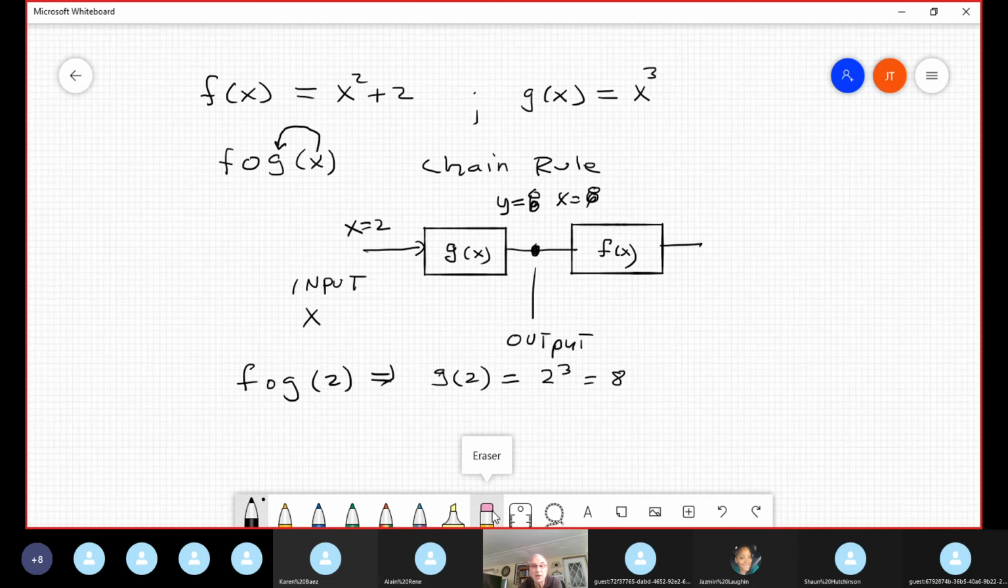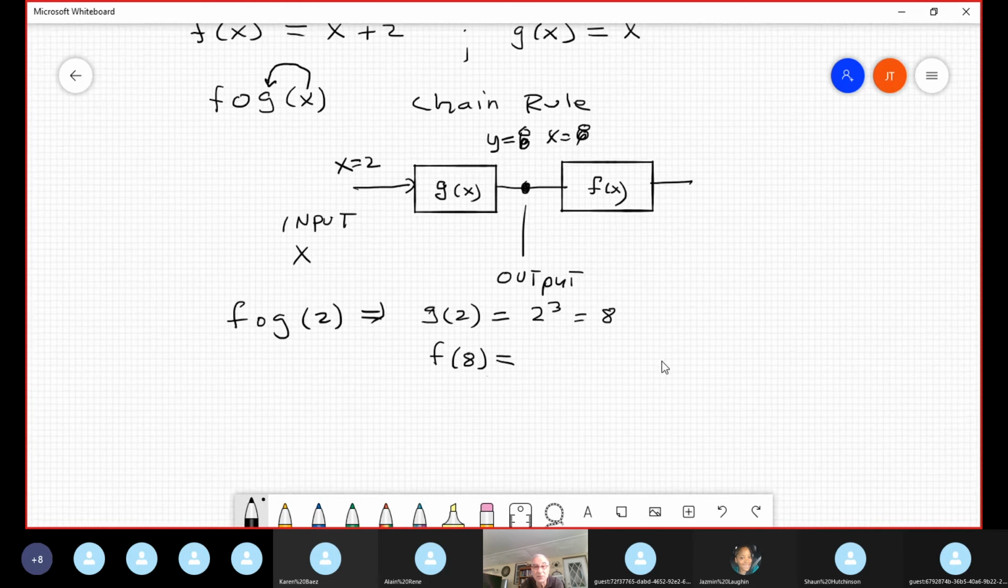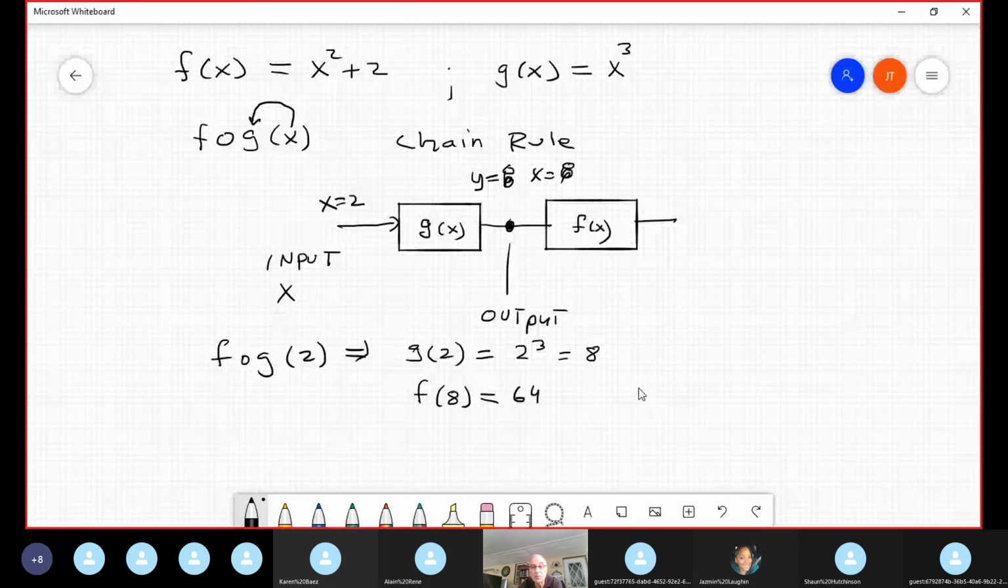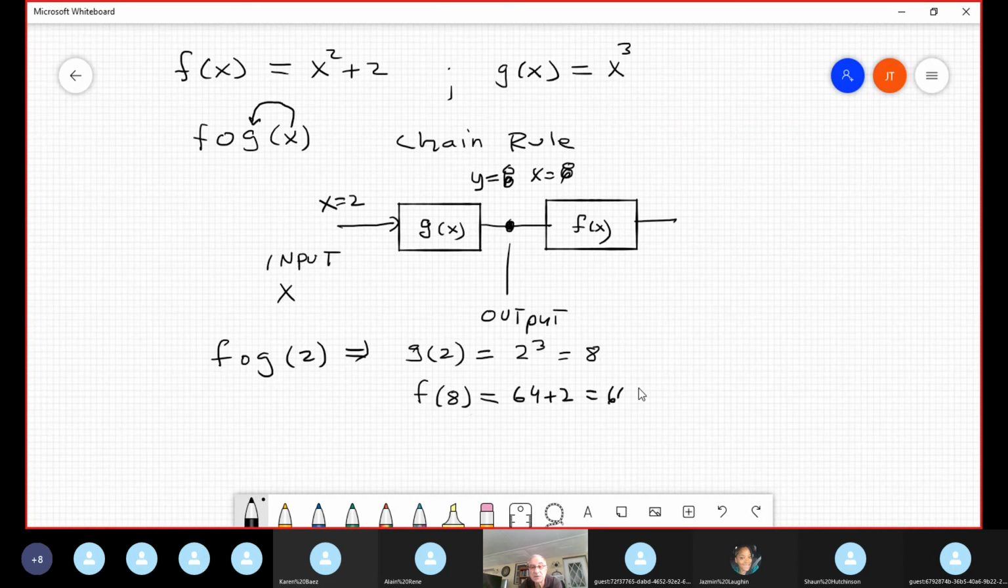And finally, you plug it in f. f is that function. f evaluated at 8 is 8 squared, which is 64, plus 2. 64 plus 2 is 66. And the final answer here is 66. And the y value is 66. Do you understand the idea behind the composition? It's like a chain rule. In this case, we have two functions, but we can have several functions.